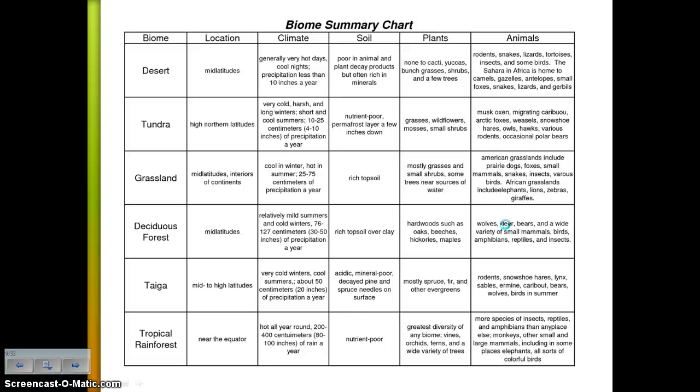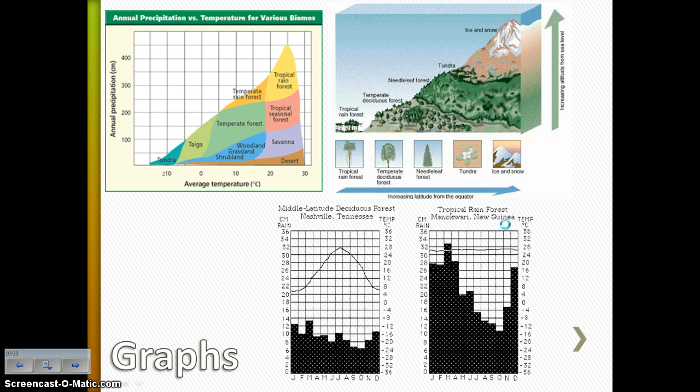You've probably seen all this information before in 7th grade. I do want to make sure you know how to read each of these 3 graphs. So this top left graph here, and these are questions on your notes organizer. What biome would you expect to find at 150 centimeters of rain and 10 degrees Celsius of annual temperature? So use that graph to see if you can figure out what biome you would be in.